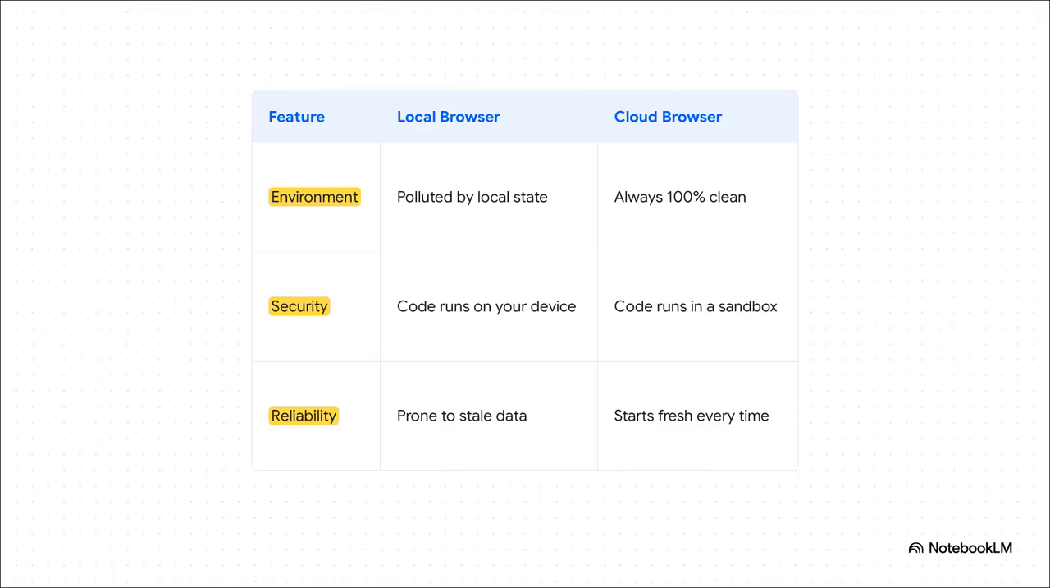You know, this chart really lays it all out. Think about it. Your local browser is just polluted. It's got history. It leads to unreliable tests. A cloud browser, though, it's a guaranteed 100% clean, disposable session every single time. It's a huge shift from just hoping for reproducibility to actually demanding it.